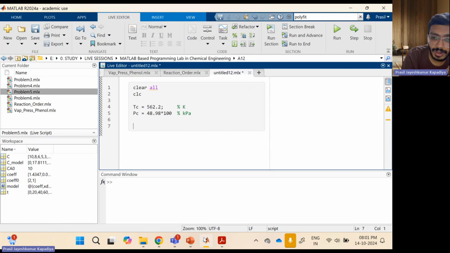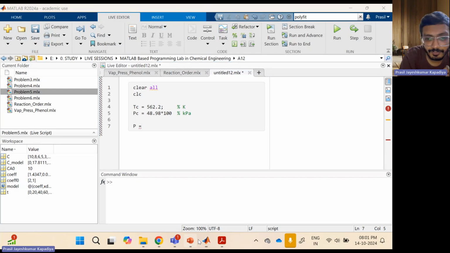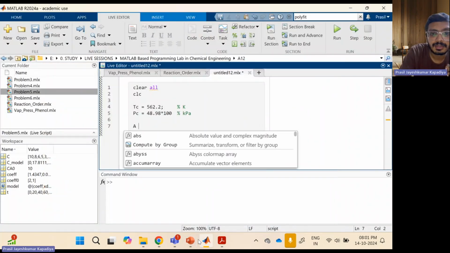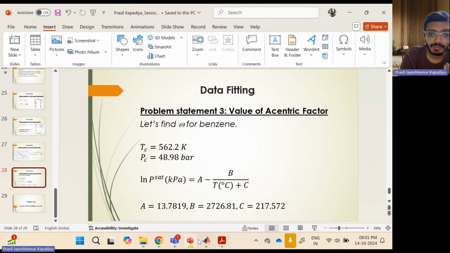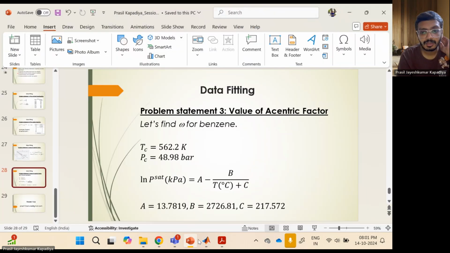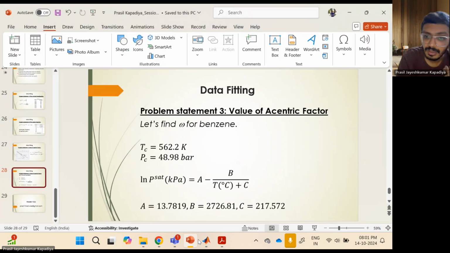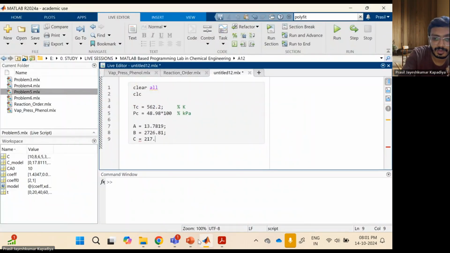Okay, so I have the value of A equal to 13.7819, B equal to 2726.81, and C equal to 217.572. Okay. So let's say I'm keeping my temperature in Celsius. So let's say I'm doing it from 100 to 500 in steps of 10.